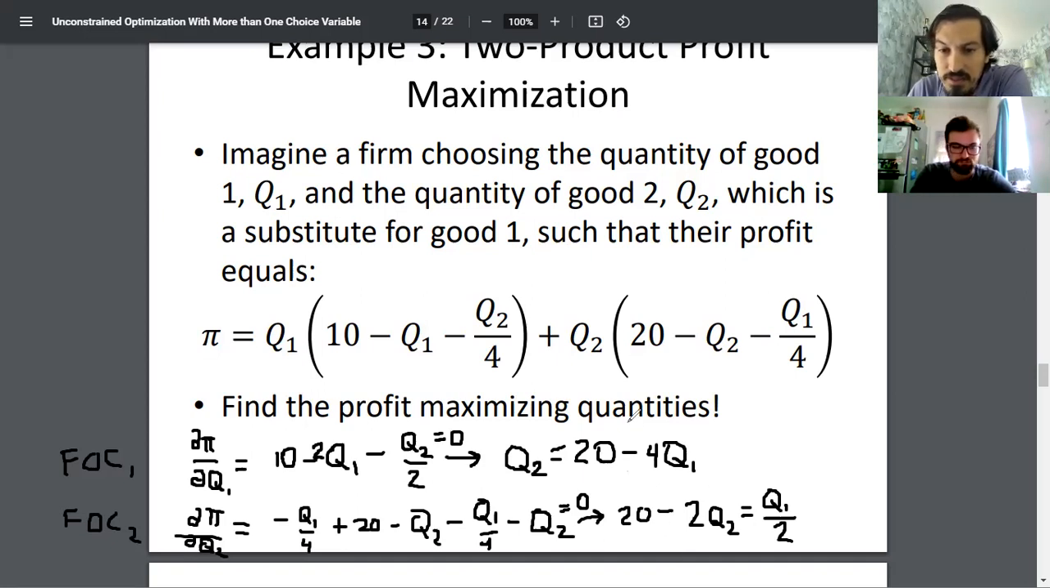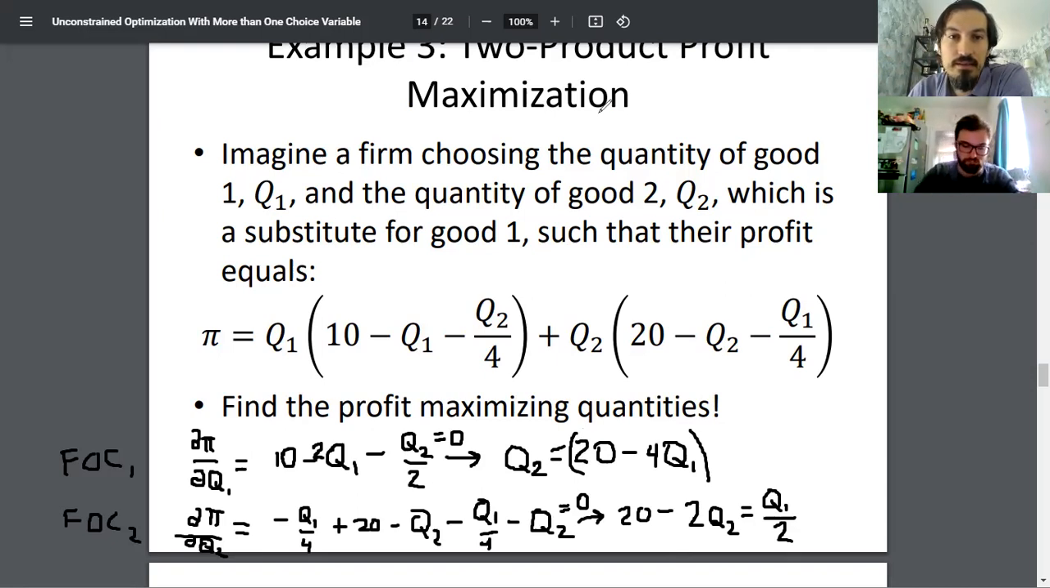But now we have these two equations that can be combined. I might plug in what I have here for Q2 and get 20 minus 2 times this quantity equals Q1 over 2. And that's one way to solve for Q1, right? I'm just running out of space. So what I'm going to do is delete what I've written and show you the slides, which has it written much more nicely. But actually, before I do that, does anybody have any questions how I got here?